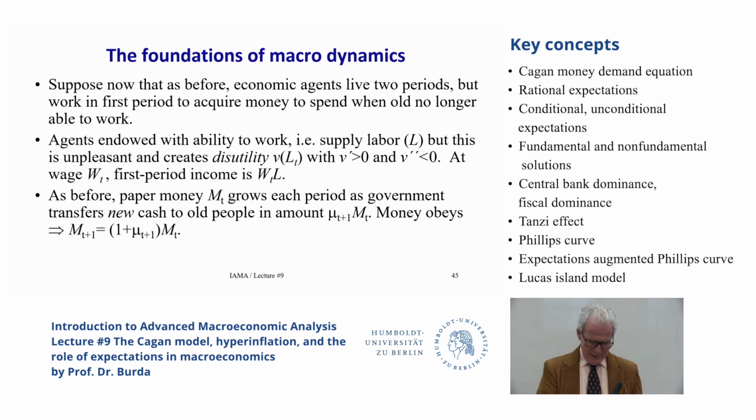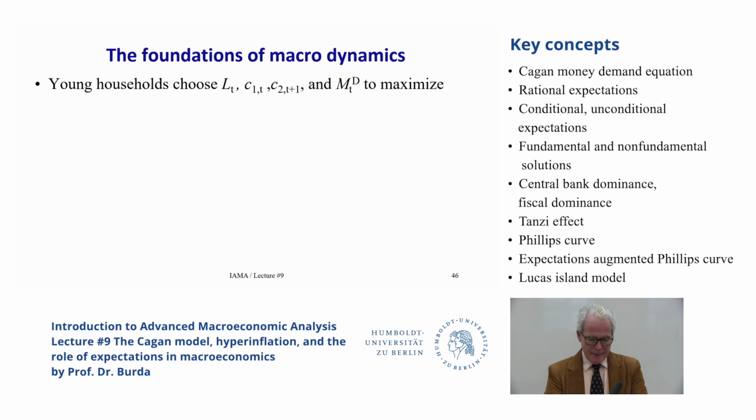The reason is that the government is injecting new cash into the economy. Unlike the last version of the OLG model, where we had a fixed supply of money, now we have money that's growing at a rate mu, which means that people who have money when they're old will get an extra transfer proportional to their cash holdings. We'll call that mu_{T+1}, the rate of growth of money between T and T+1.